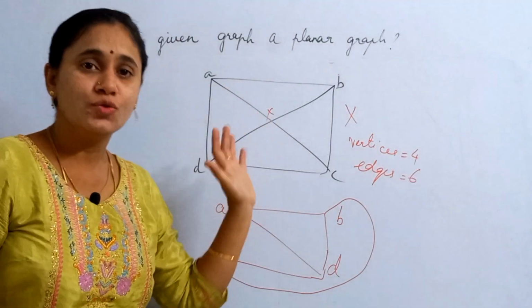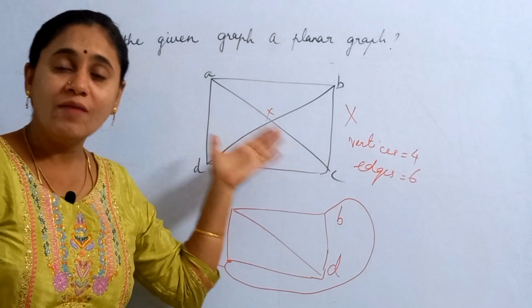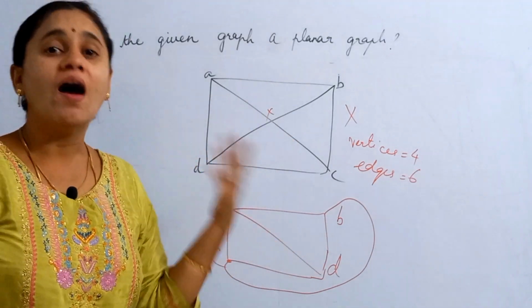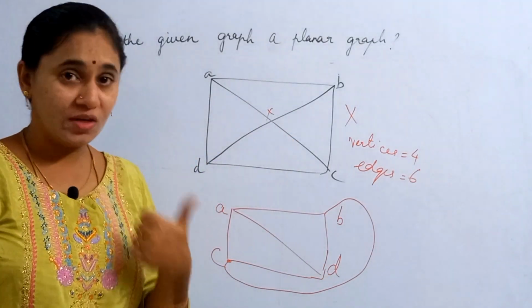So this is the way you should change the given graph into a planar graph if they ask in the question. Okay friends.